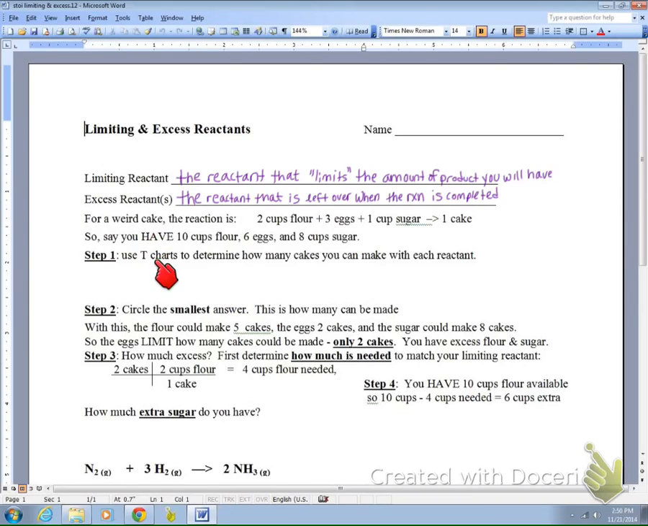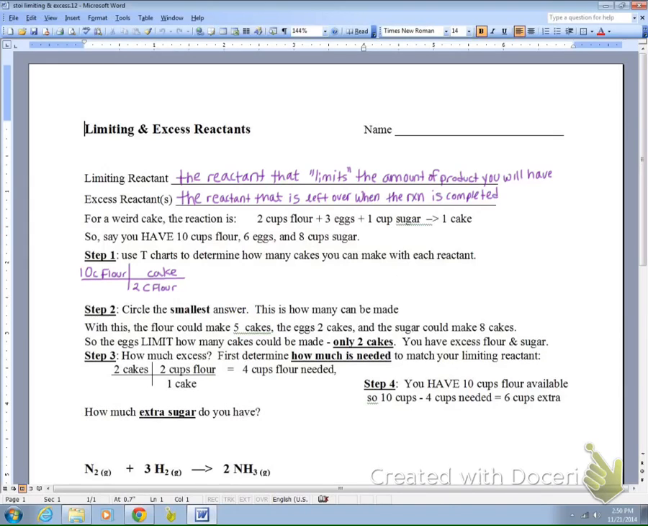I'm going to use T-charts to determine how many cakes I can make with each reactant. My first step is, however many values I have in my beginning problem, I'm going to do separate T-charts for each of those values and figure out how much of my product I can make. My first one is I'm going to start with 10 cups of flour, and I know cups of flour is going to go on the bottom, and then I know I can go to 1 cake because I have my chemical formula here.